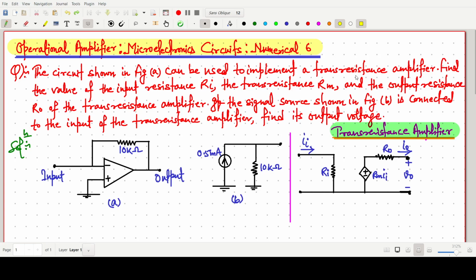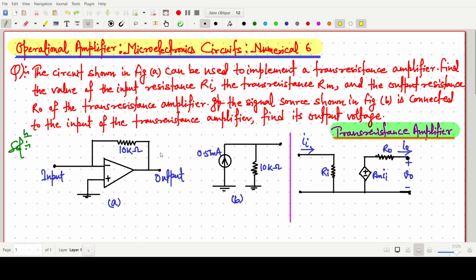Okay, so transresistance amplifier, the equivalent circuit I have already drawn, having Ri as input impedance, we are giving some current as input, and this control voltage Rm Ii, and R naught is the output resistance, I naught, V naught. This one is the equivalent circuit for a transresistance amplifier. So find the value of input resistance Ri, the transresistance Rm, and the output resistance R naught of that particular transresistance amplifier.